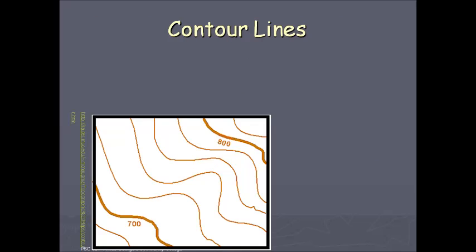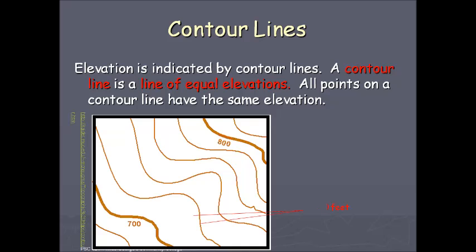So the first thing we need to know about topographic maps is the lines on the map are called contour lines. So contour lines are lines that connect points of equal elevation. So for example, this 700 line means that every point that touches that line is 700 feet above sea level. The 800 line, every point that touches that line is 800 feet above sea level.